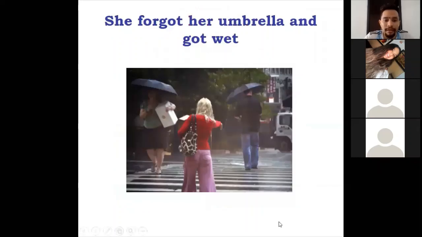Good. Now take a look at this picture here when we have some people, they have some umbrellas on, right? Because it's raining. But this girl forgot her umbrella. So it says here, she forgot her umbrella and got wet, right? So, conditional type 3. If she hadn't forgotten her umbrella, she wouldn't have got wet.